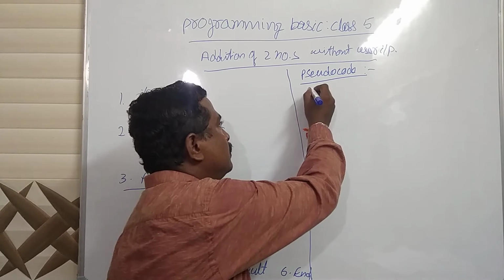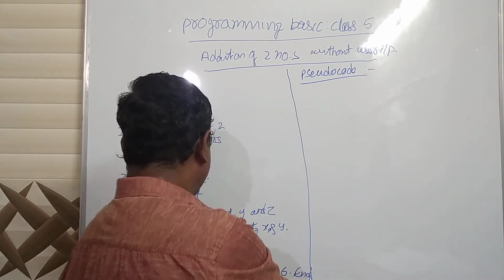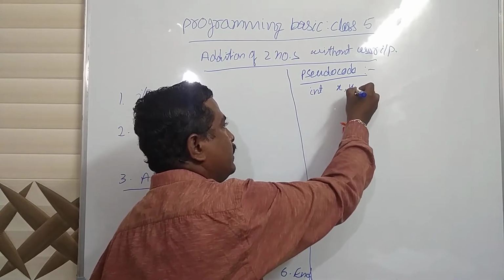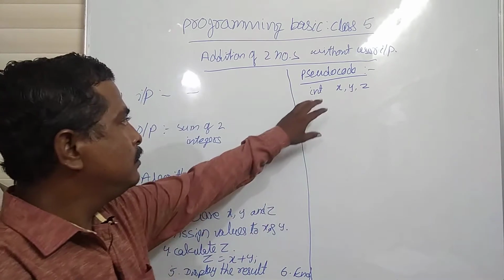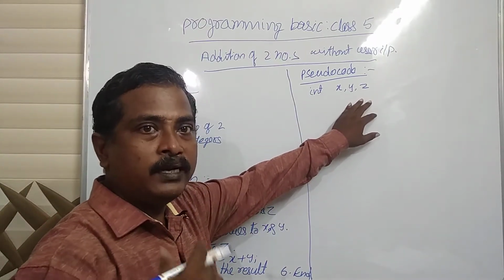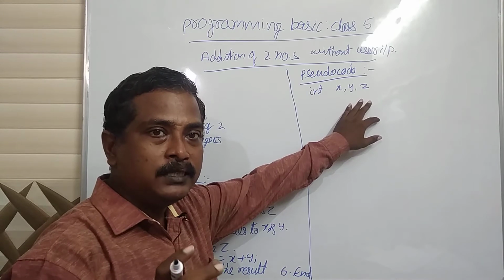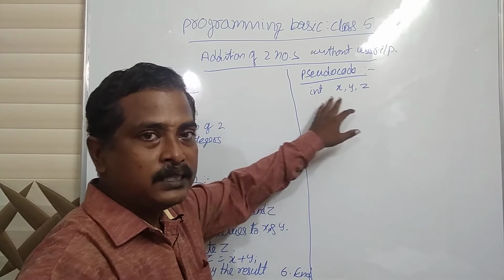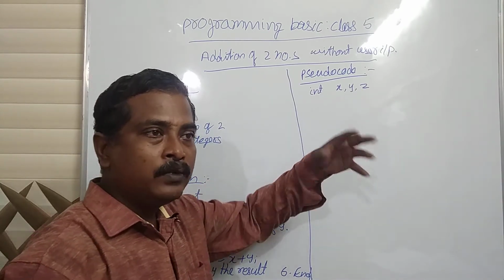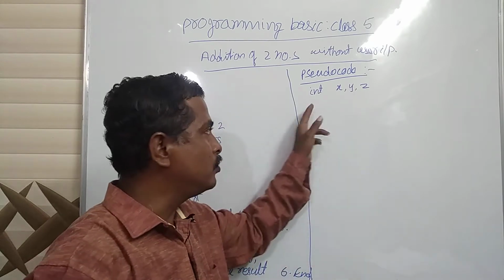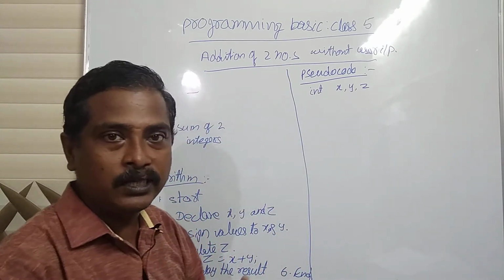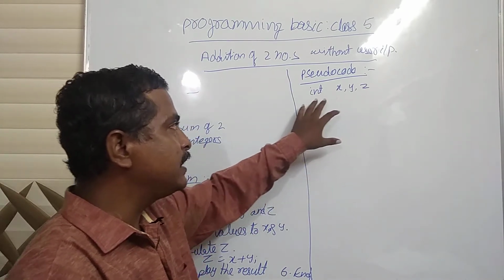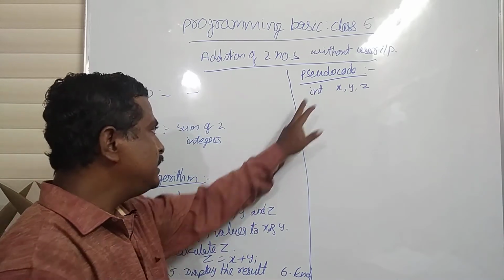In C language, declare x, y, z. How do you declare? int x, y, z. int is the type of data you are entering. You may enter strings like abcd, or numbers like 10, 20. If you are entering numbers, it is int. If you are entering real numbers like 10.2, it is float. Data types we will discuss in the theory concepts, we have not entered that yet. So for the time being, just for the integer data type we are writing int. That is the declaration over.